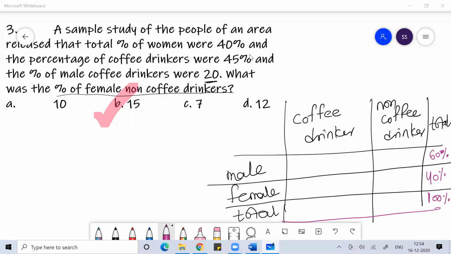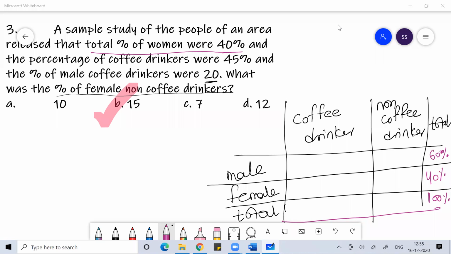So the total is 100. Female is given as 40, so male will be 60. Anyone have any doubt with that? Satish, any doubt? Okay, fine. Then going to the percentage of coffee drinkers.